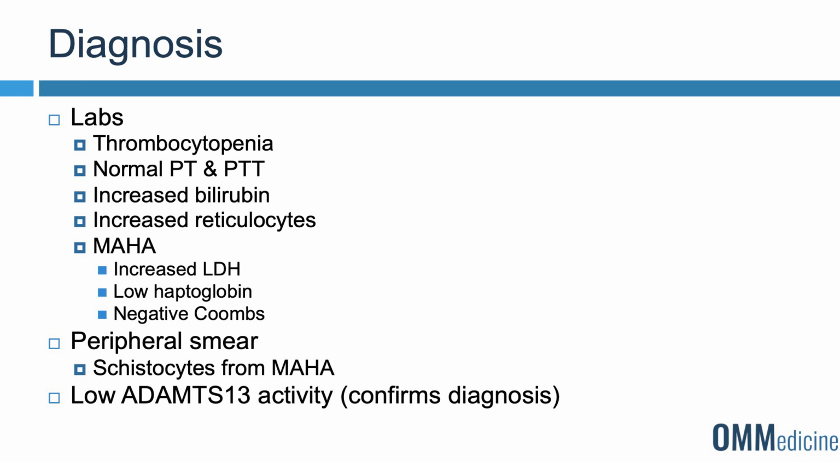And then finally, we can also do an assay to test for the functionality of ADAMTS13, and as we would expect, it should be low in a patient with TTP. We can also use the percent of ADAMTS13 that is functional to further classify the severity of TTP. However, that goes a bit out of scope of this video.